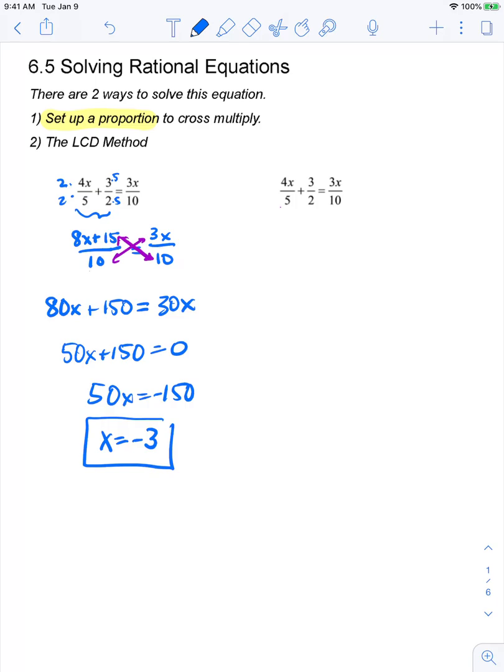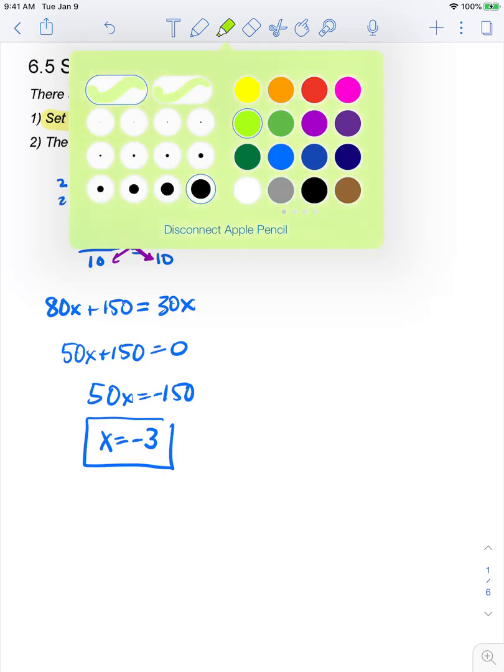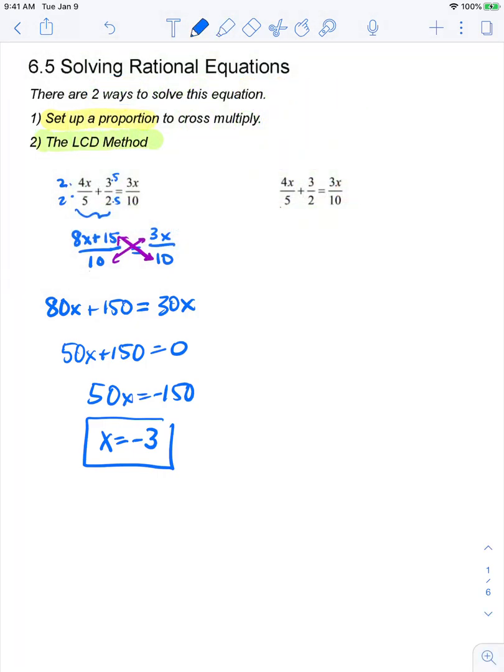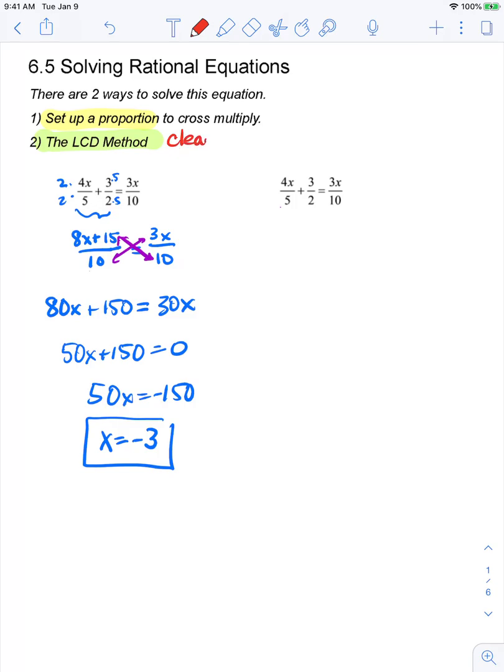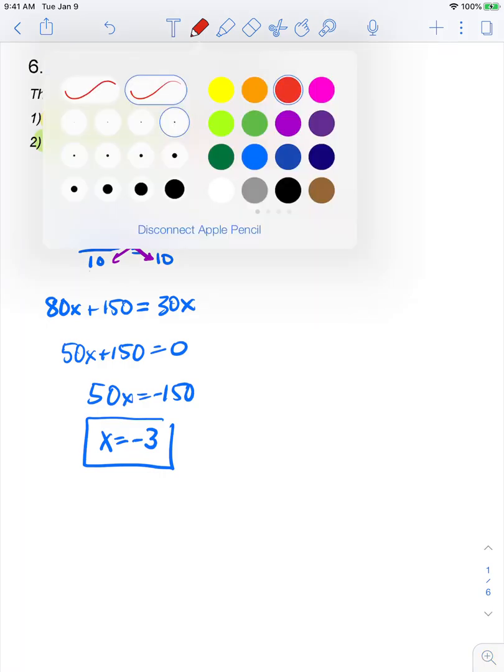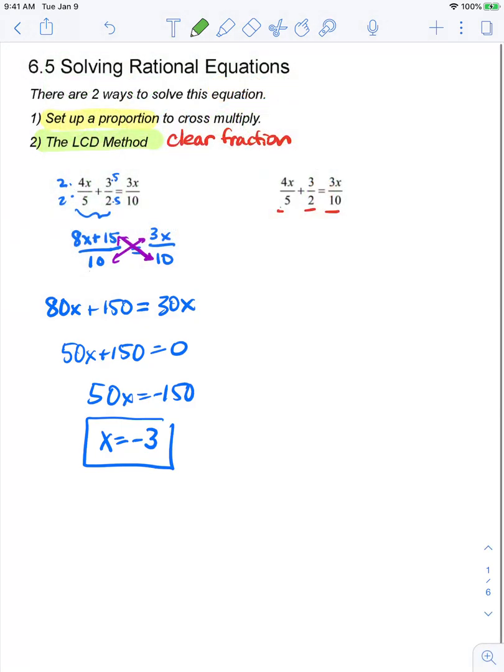That's the proportion method, and you can use that when you have a ratio set equal to another single ratio. The other way that we can solve this is something called the LCD method, which I also refer to as clearing the fractions. So we're going to find the LCD for all three of the fractions, 5, 2, and 10, all three of the denominators, I should say, and we get an LCD of 10.